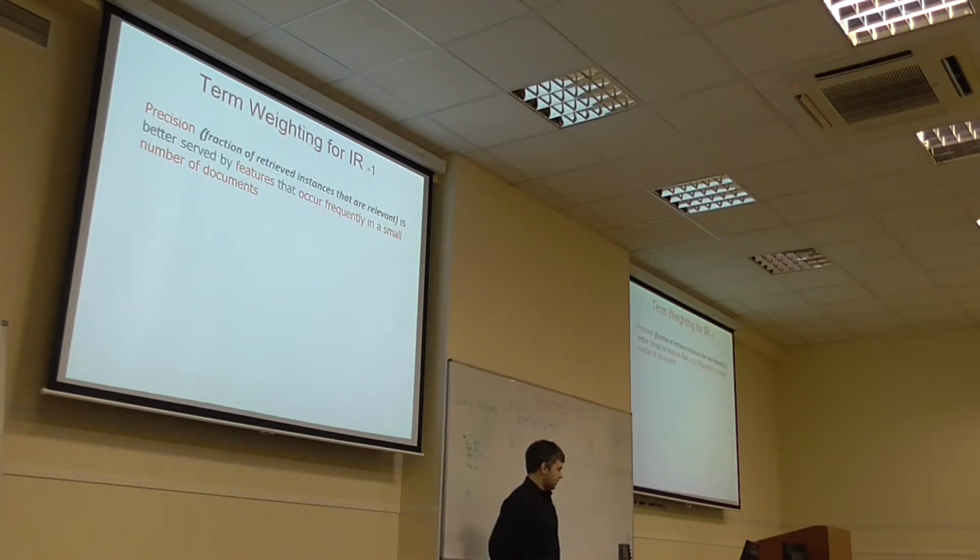So what we found is that precision is better served by features that occur frequently in a small number of documents. Precision basically is the fraction of retrieved instances that are relevant. So we get some list of instances and we count how many of them are relevant. So it is more important for us to have some frequent terms in a small number of documents. Why is it important for precision?